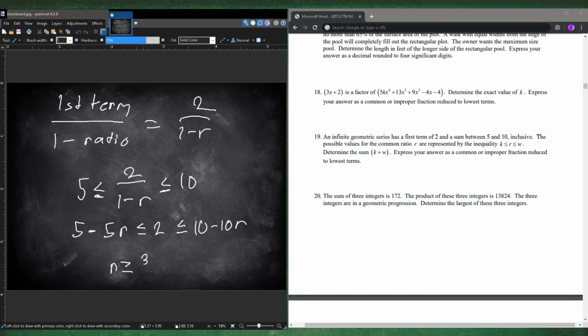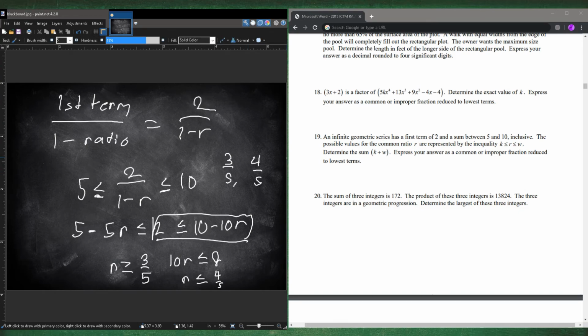Greater than or equal to 3 over 5. Okay, now we can focus on this side. So that means 10r has to be less than or equal to 8. So r has to be less than or equal to 4 over 5. So it's 3 over 5 and 4 over 5.